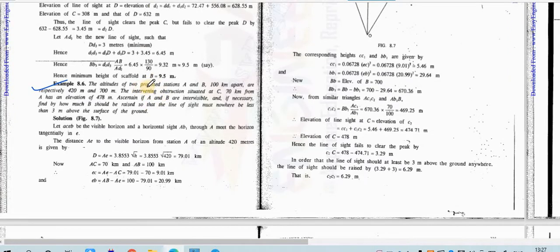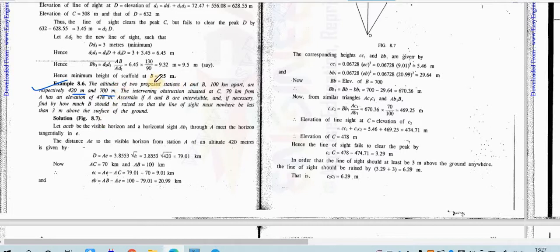The question says that the altitudes of two proposed stations A and B, which are 100 kilometers apart, are 420 meters and 700 meters. So we have two stations A and B which are 100 kilometers apart from each other. The height of A is 420 meters. That means the reduced level of A is 420 meters. Reduced level means its height from the mean sea level. Similarly, the height of B is 700 meters.